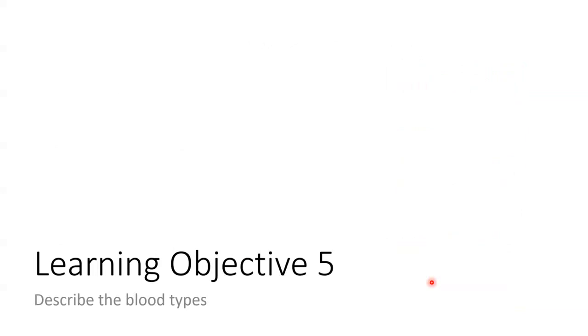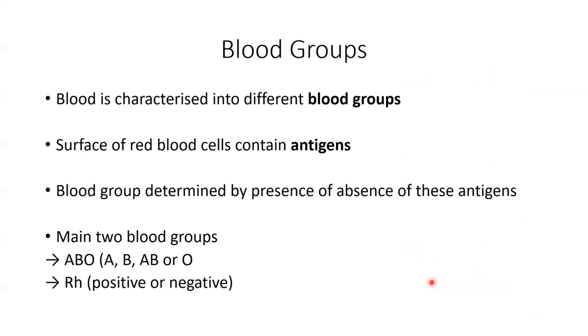On the topic of blood, our final learning objective for anatomy of the cardiovascular system is to describe the different blood types. And when I say blood types, I'm talking about your blood group. So on the surface of red blood cells, there are an assortment of antigens, which are little extensions that stick out of the plasma membrane, made up of glycoproteins and glycolipids. Blood is characterized into different blood groups based on the presence or absence of these antigens, and there are consequences of these different blood groups, particularly when it comes to things like blood transfusions.